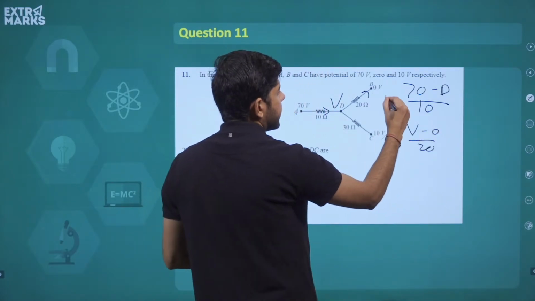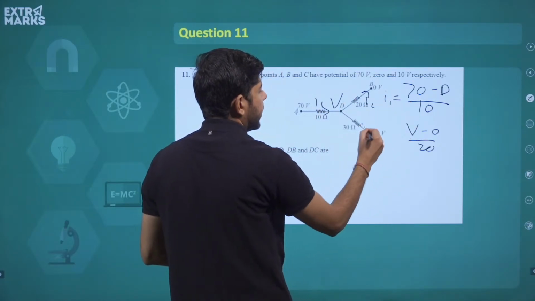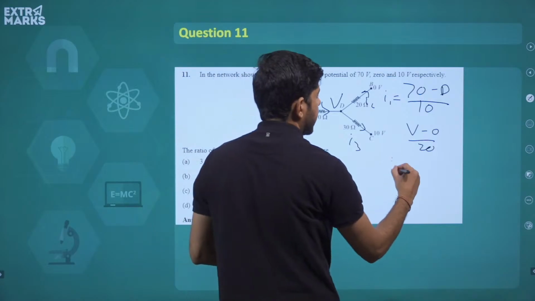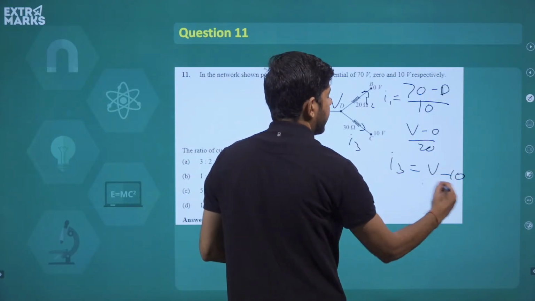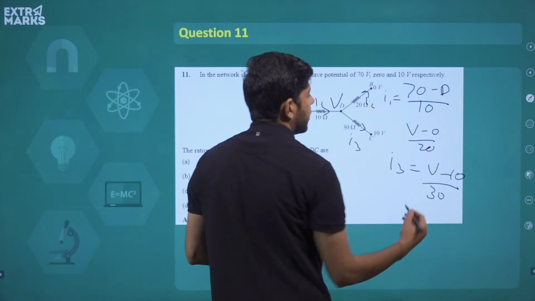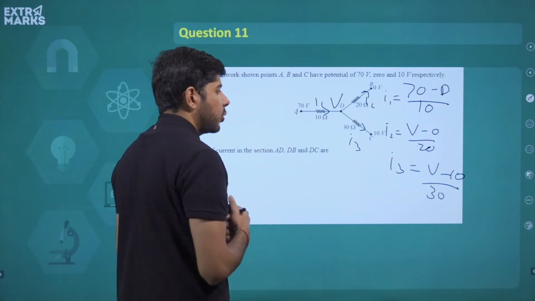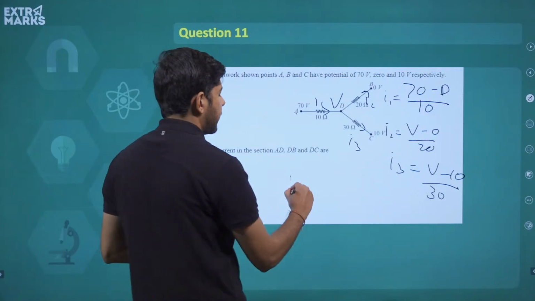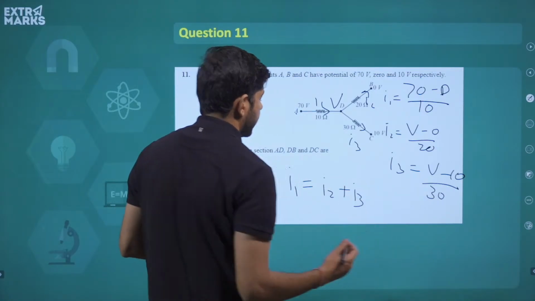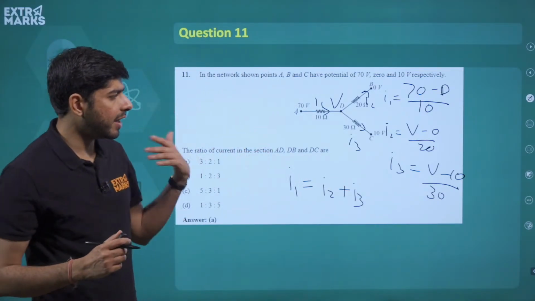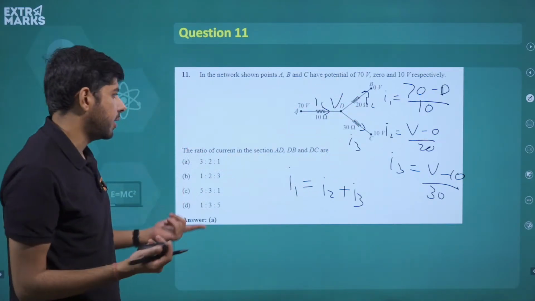Okay, let's say it is I1 that is coming. I1, this is I2, and I3 is, let's say, also going. And what is I3? It is V minus 10 divided by the resistance 30. Alright, and this is I2. So these are the equations that we are having. Now, of course, the current that is coming, I1, equals the current that is going, I2 plus I3. So solve this one, get V, and once you get V, find I1, I2, I3, that is your ratio.